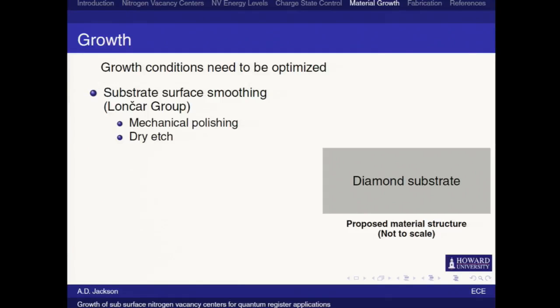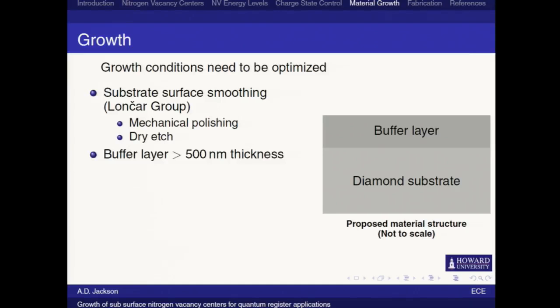So now I'm going to talk about the growth of the structure. We're going to start off with a single crystal diamond substrate and do some surface smoothing, similar to what the Lonkar group does, which involves mechanically polishing the diamond and then dry etching. After doing that, you can get RMS roughness of less than 1 nanometer. On top of that, grow a buffer layer. The buffer layer just needs to be thick enough so that we're isolating the active area from the substrate. And I'm assuming that the CVD diamond that we grow is of higher quality than the substrate.